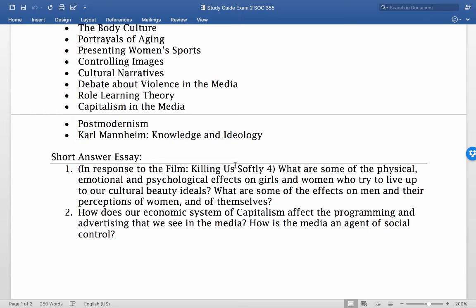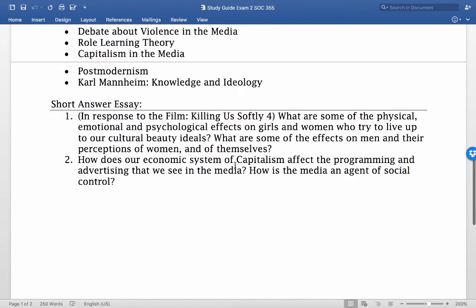Okay, so then for the short answer essays, for Killing Us Softly 4, what are some of the physical, emotional, and psychological effects on girls and women who try to live up to our cultural beauty ideals? So they go through that a lot in the film, not just eating disorders, but all sorts of emotional and psychological effects. And what are some of the effects on men and their perceptions of women and themselves? So what I'm looking for there is that you answer both parts of that question: how does this affect men and their perceptions of women?